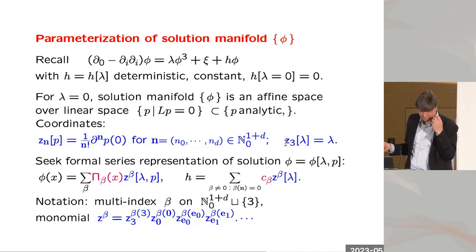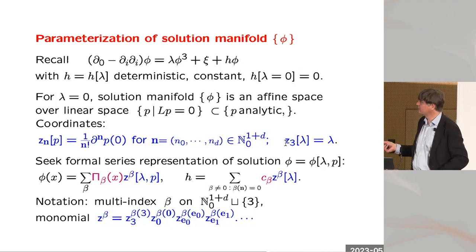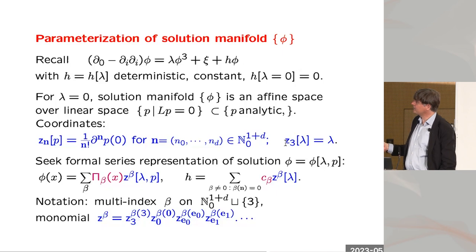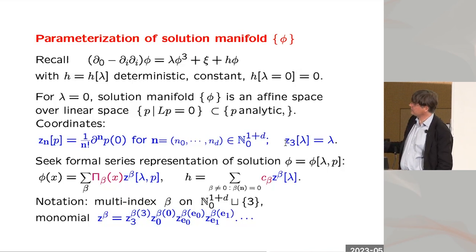That's the way you like to think about it, and that's the ansatz you make. It's convenient to continue to use these coordinates, and what you end up with is at least a formal series representation of a general solution phi, which you want to think of as a function of the parameter in front of the nonlinearity, an analytic function, or think of it as a kind of polynomial in the following way: you write your solution as a series in terms of these coordinate monomials, which you get by taking these coordinate functions and building the corresponding monomials.